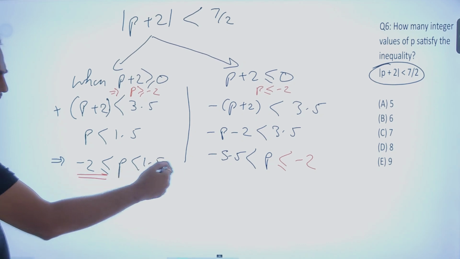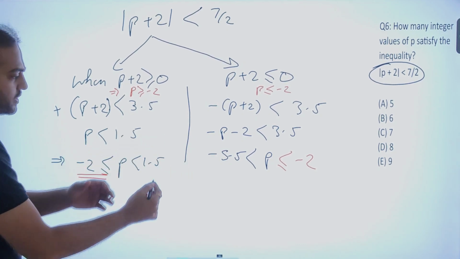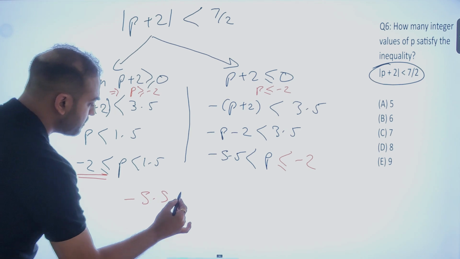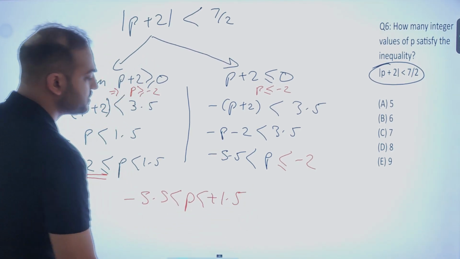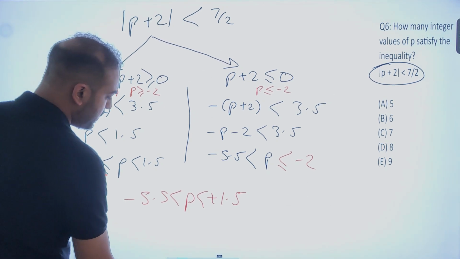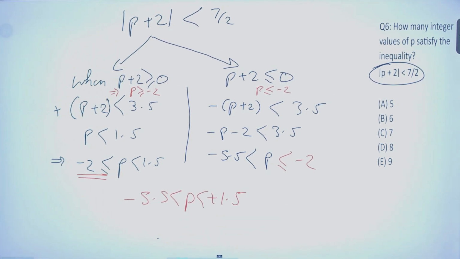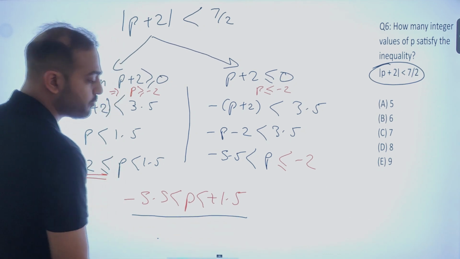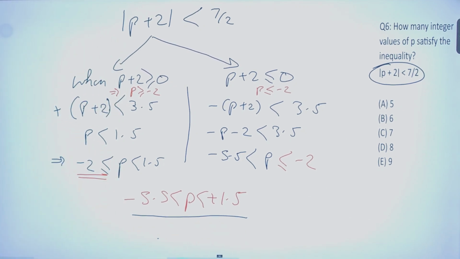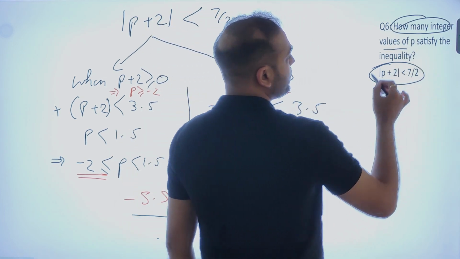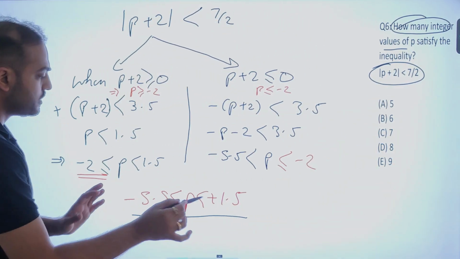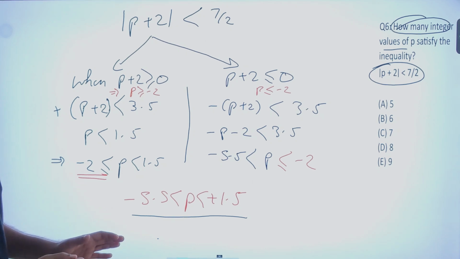Okay, however, if I combine, the minus 2 will merge. Final answer will be P is between minus 1.5 and plus 1.5. Okay, now what are they asking? How many integer values? Okay, so we don't want the range or anything, we want integer values.